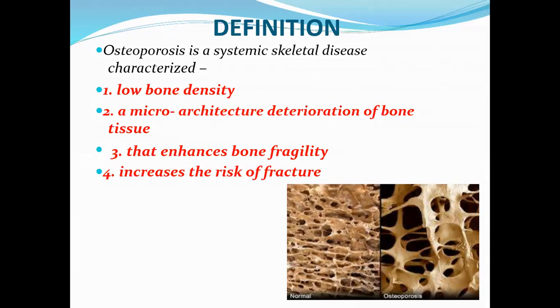You know that density is mass upon volume. In an adult, the highest bone density should be observed, whereas in an old-age person, the bone density is low. We observe micro-architectural deterioration of the bone and tissues in this case, and that enhances bone friability, meaning the bone becomes much softer, and increases the risk of fractures.